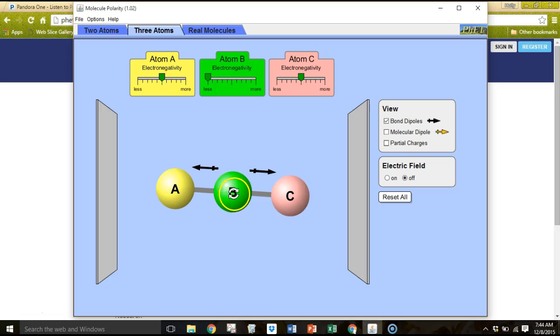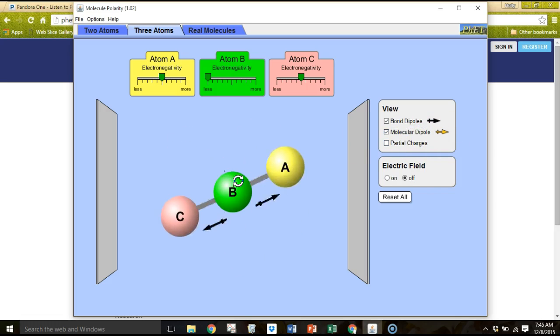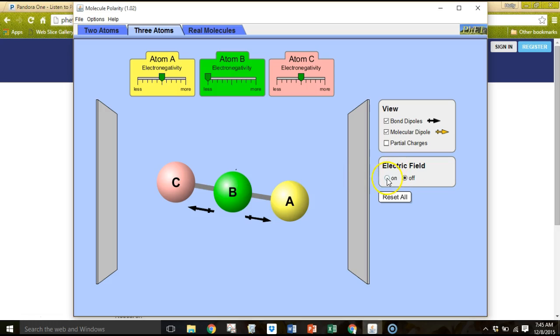Now, if you notice the alignment of these atoms right now, it is linear. That means that all the atoms are in a straight line. So even though I have bond dipoles on each of the B to C and A to B bonds, if I look at the overall molecular dipole, which would appear as a yellow arrow, overall this molecule is not polar. If I turn on this electric field, that's how we can actually test and confirm whether or not something is polar or non-polar overall.